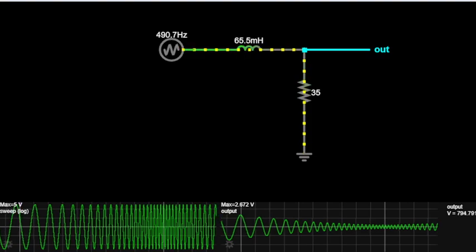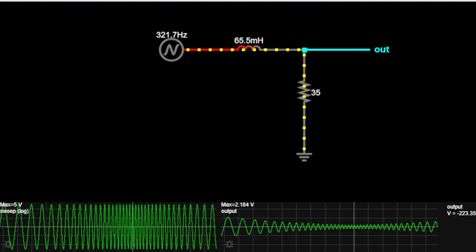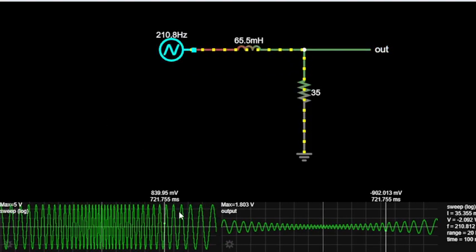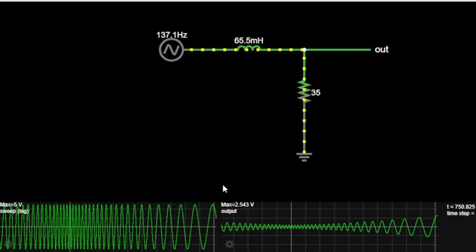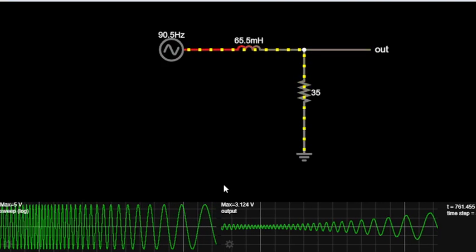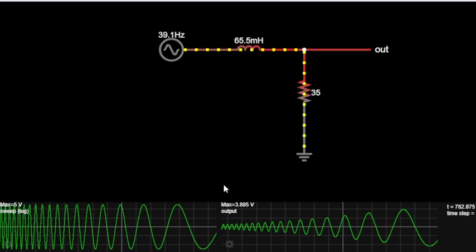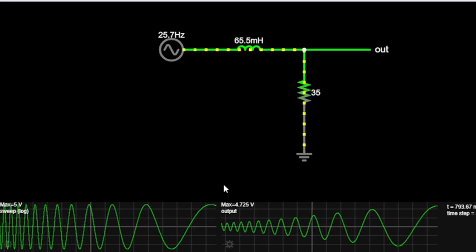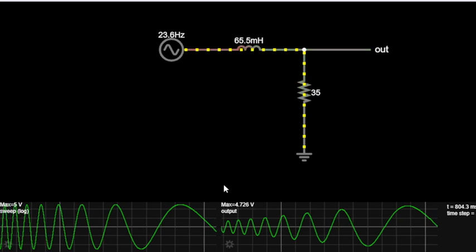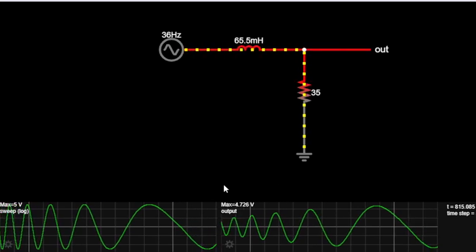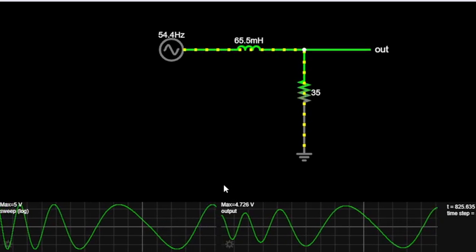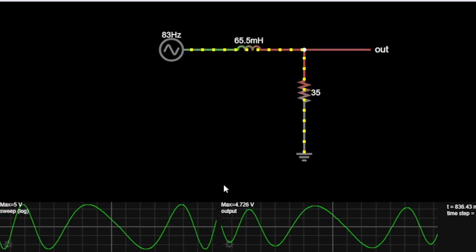Now let's talk about how this circuit behaves concerning different frequencies. As you can see here, at lower frequencies the inductor's reactance is low, allowing these signals to pass through with minimal opposition from the resistor. However, as the frequency increases, the inductor's reactance increases, leading to a greater opposition to the flow of current.